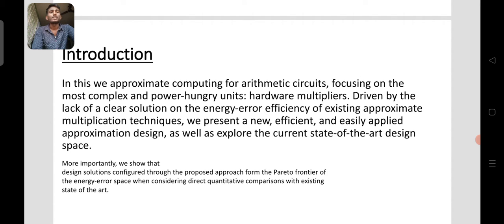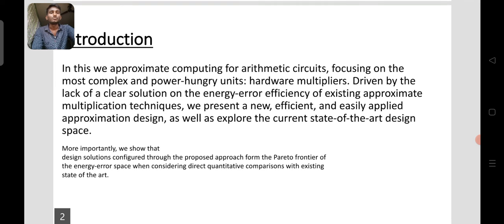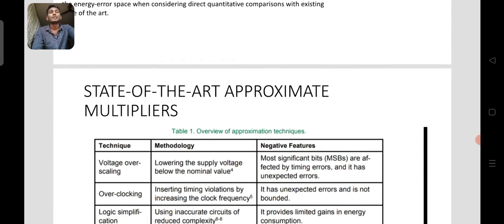We present a new, efficient and easily applied approximation design, as well as explore the current state of the design space. More importantly, we show the design configurations of the proposed approach form the Pareto frontier of the energy error space when considering the direct quantitative comparison with the existing state of the art. So this is the introduction for the topic.